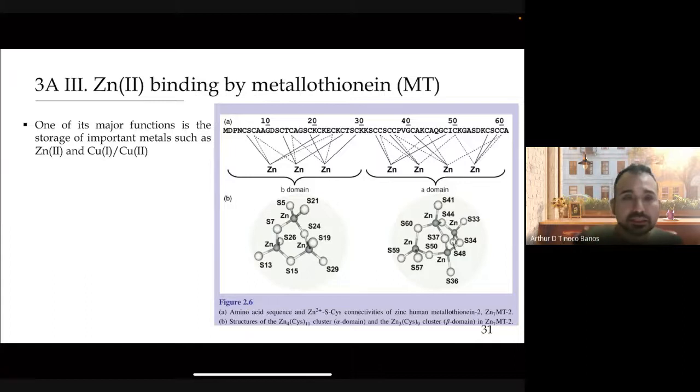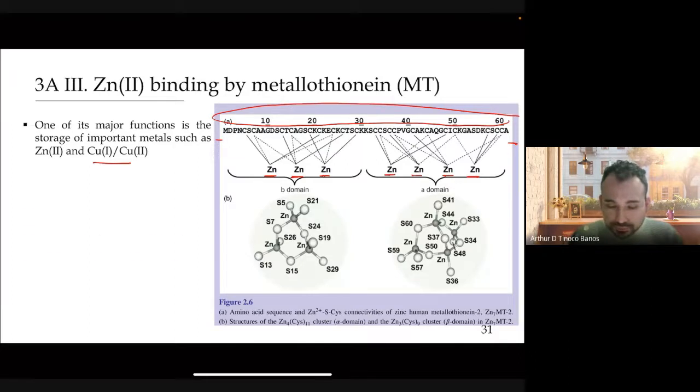It turns out that metallothionein plays a really important function as a storage of zinc and also as a storage of copper 1 and copper 2. If you look at the sequence, these are the amino acids represented from the N terminus to the C terminus. You'll see that you have a number of cysteines here. Remember, there are 20 cysteines here. And here's just a representation of the contacts between the zinc groups, the zinc metal centers.